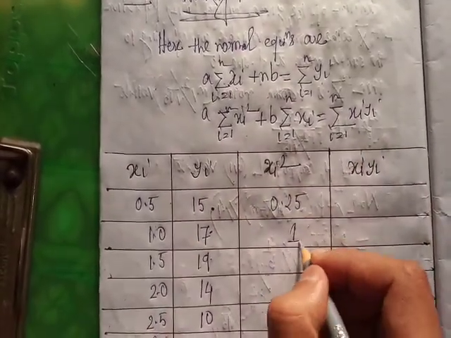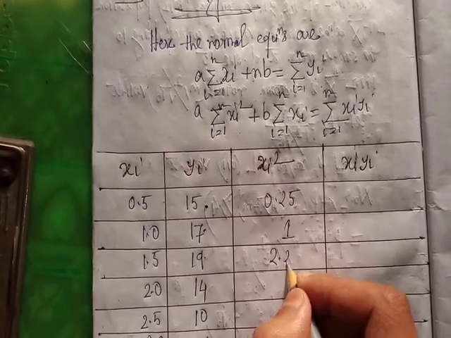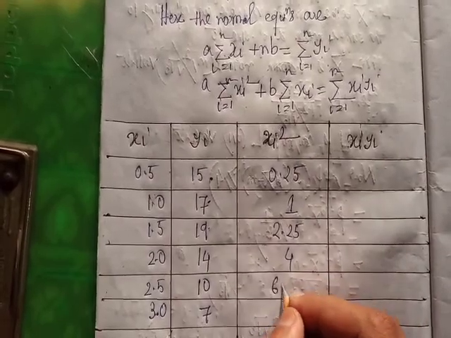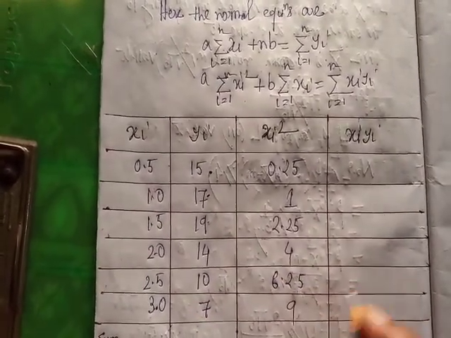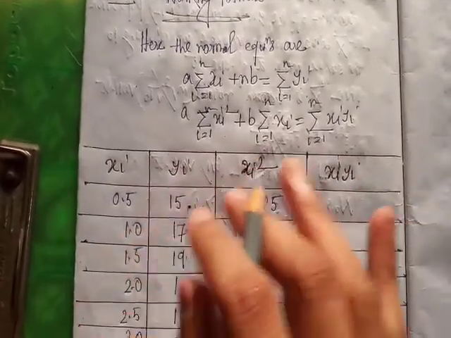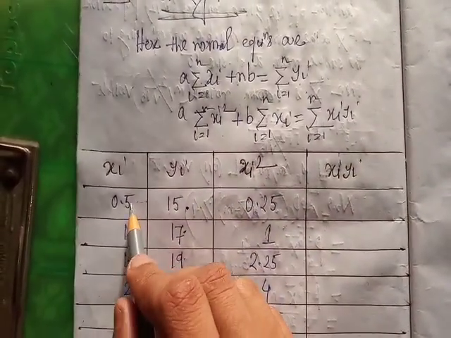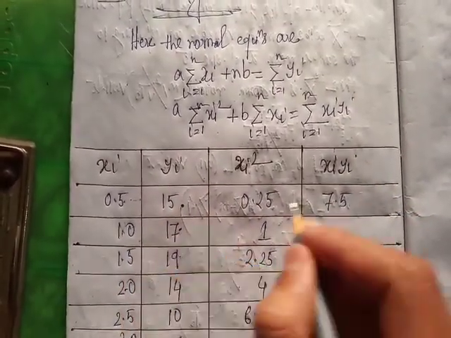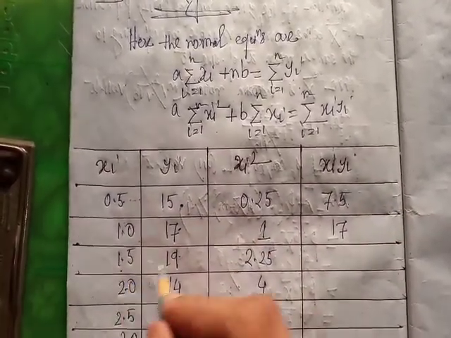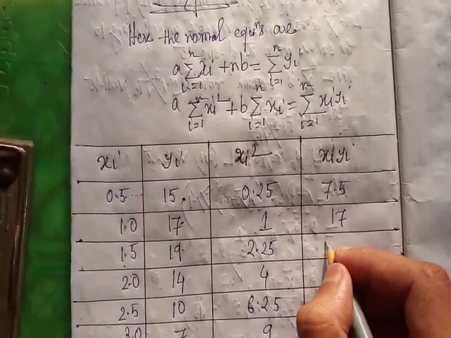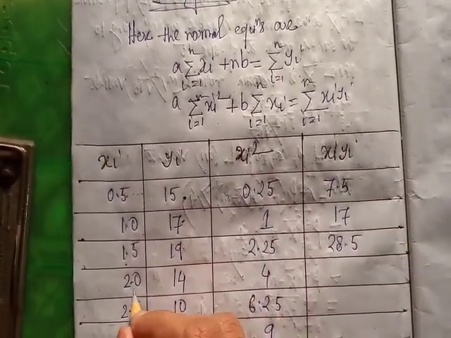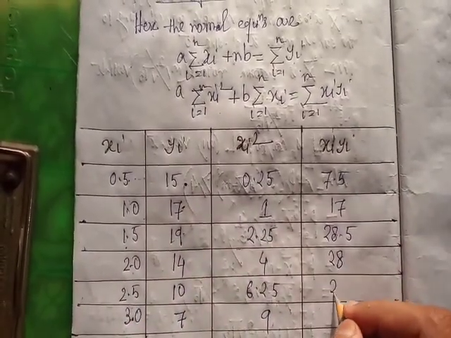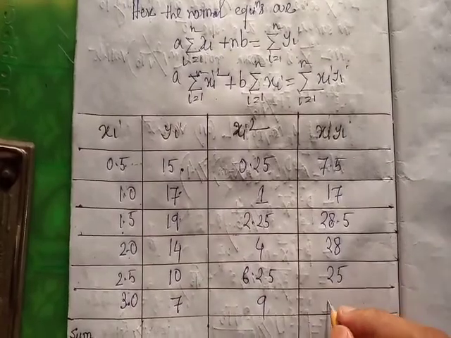1 square means 1, 1.5 square means 2.25, 2 square means 4, 2.5 square means 6.25, and 3 square means 9. Very easy. So xi yi: 0.5 into 15 equal to 7.5, 1 into 17 means 17, 1.5 into 19 means 28.5, 2 into 14 equal to 28, 2.5 into 10 means 25, 3 into 7 is 21.